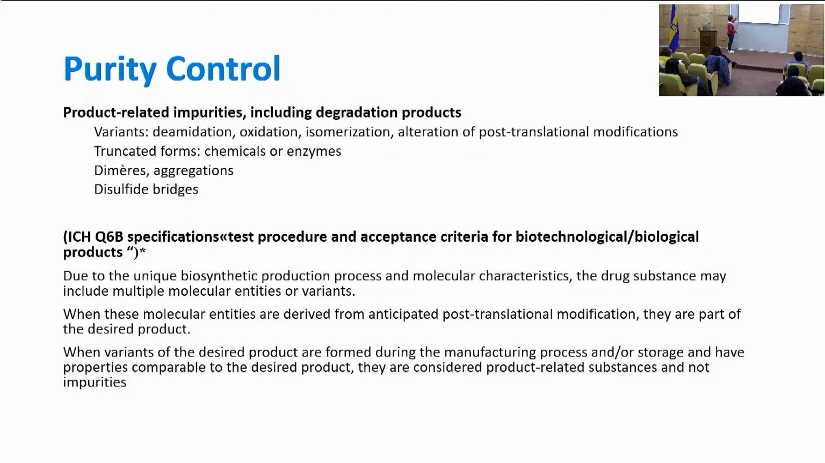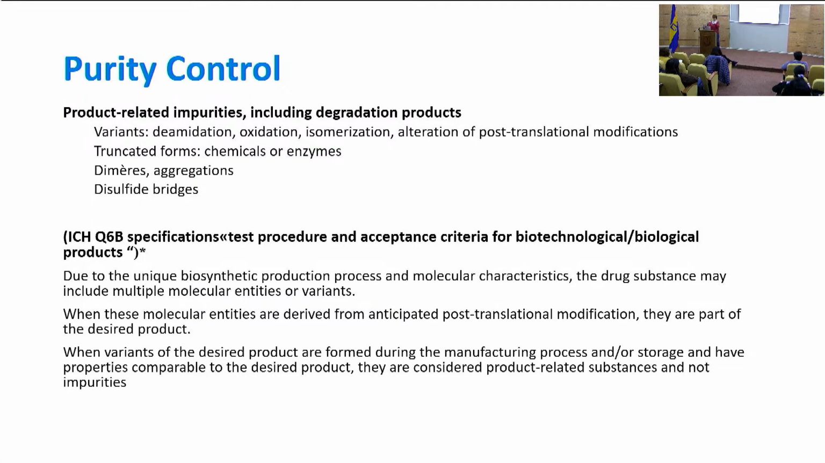So also, when these molecular entities are derived from anticipated post-translational modification, they are part of the desired product. That means we accept that there is a variant, acidic variant, sometimes hydrophobic variant, and so on. And when variants of the desired product are formed during the manufacturing process and storage, and have properties comparable to the desired product, they are also considered as product-related substances and not impurities. So that means we accept, in general, that all the molecules are not identical in the same drug product.